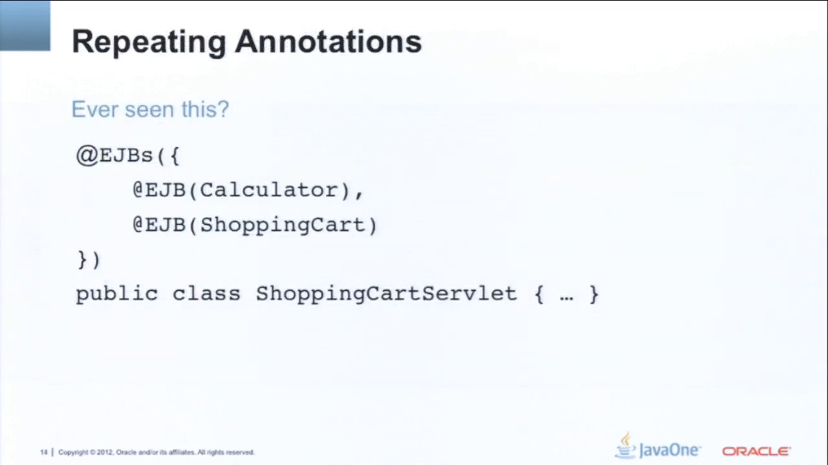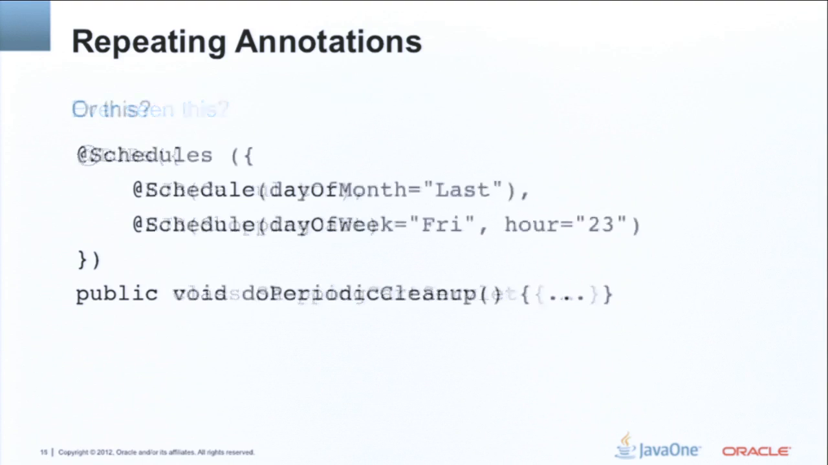For example, I think you might have seen this. In the EE world, I think it's quite common that you have to wrap the annotations that you want to have multiple times inside a container like this. Here's another example, schedules. You want to trigger your action at multiple times, so you have to wrap your multiple schedules inside a schedules container.